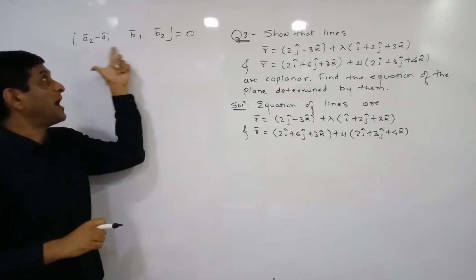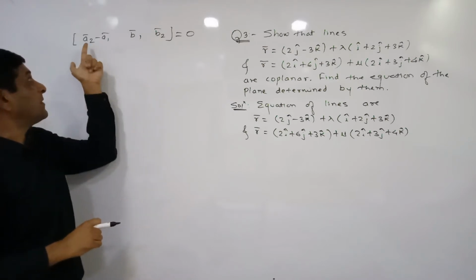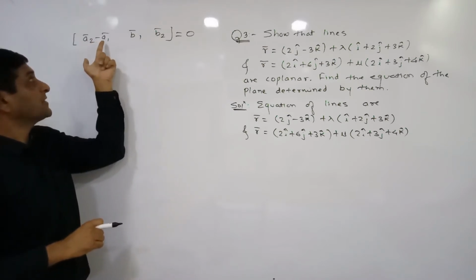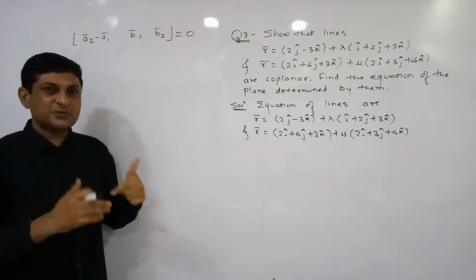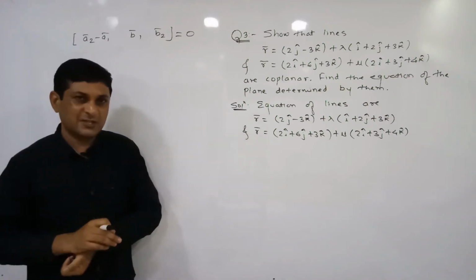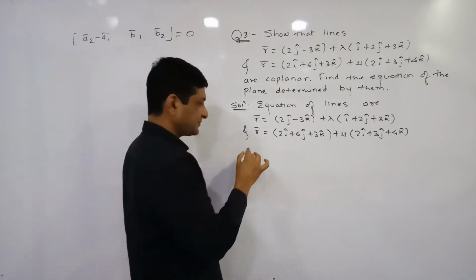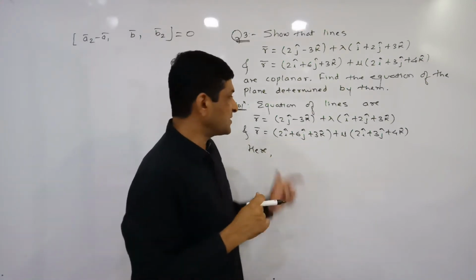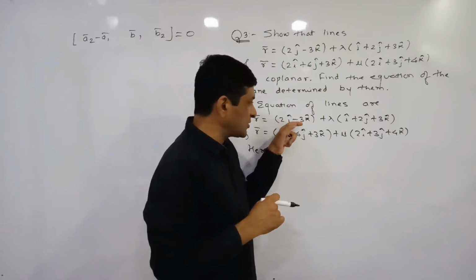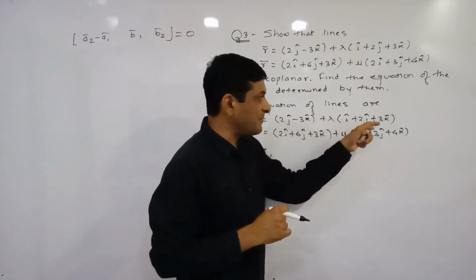To apply this condition, we will require the values of A2 bar, A1 bar, B1 bar, and B2 bar. First, let us try to find these values from the equations. Here, equation first is in the form of R bar is equal to A1 bar plus lambda B1 bar.